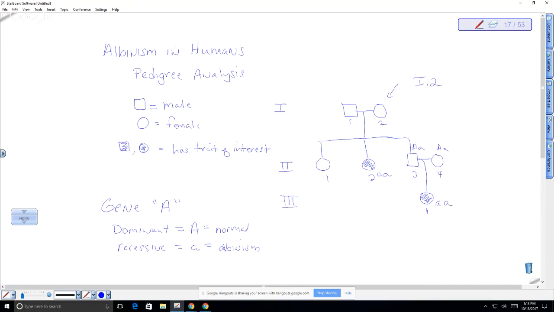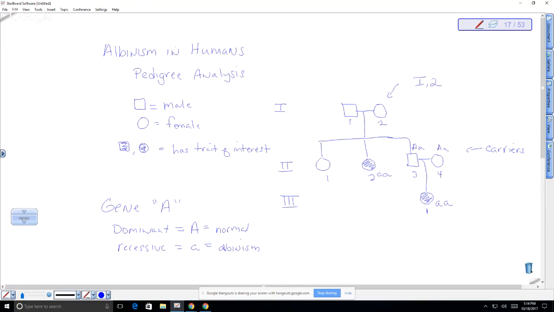Now this is actually called a carrier, right? So we say that the parents are carriers because they carry the albino allele and then they pass it on to their offspring. But they didn't express it, right? They were normal. Okay. So what about these guys?